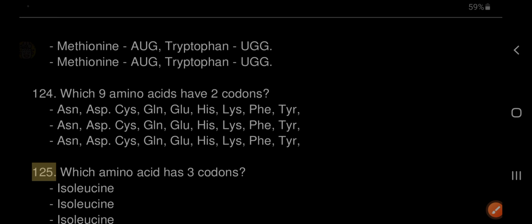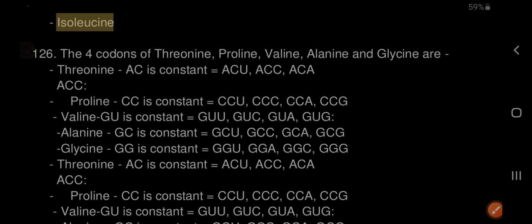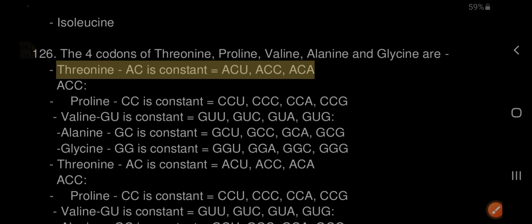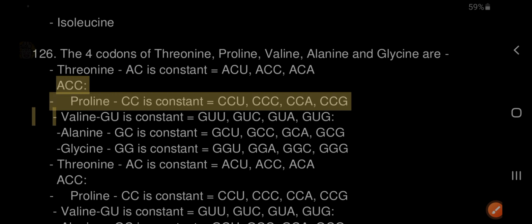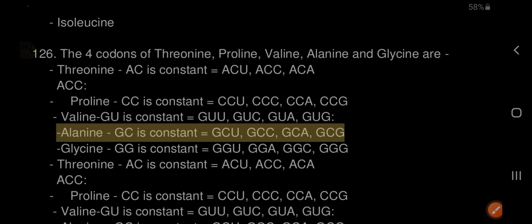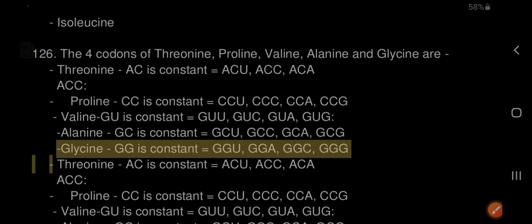125. Which amino acid has 3 codons? Isoleucine. 126. The four codons of threonine, proline, valine, alanine and glycine are: threonine, AC is constant: ACU, ACC, ACA, ACG. Proline, CC is constant: CCU, CCC, CCA, CCG. Valine, GU is constant: GUU, GUC, GUA, GUG. Alanine, GC is constant: GCU, GCC, GCA, GCG. Glycine, GG is constant: GGU, GGA, GGC, GGG.